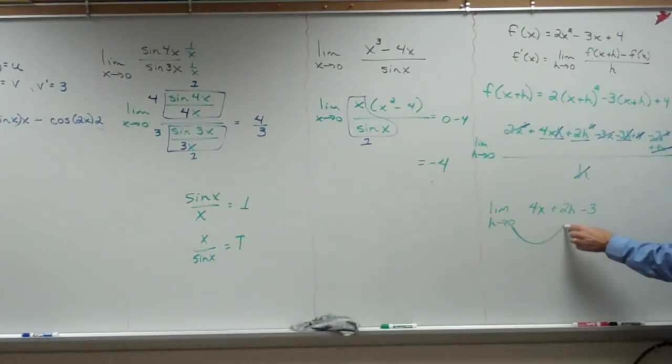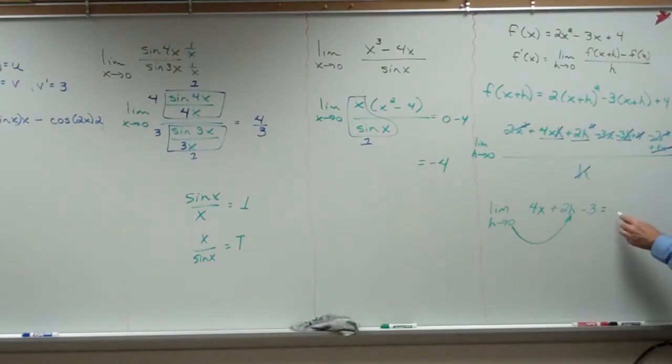Now I got rid of Claire. We're in there. And I got 4x minus 3, which we know to be the answer because we're smarter than the average bear.